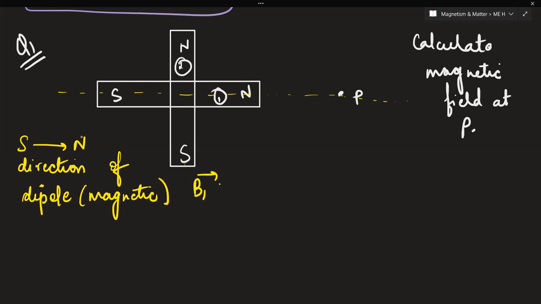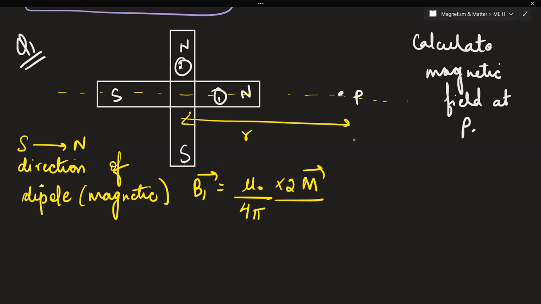So B1 will be what? Mu naught by 4 pi, this is the constant, 2 m divided by r cube. This separation, take this as r. This is r cube. Fine. Now, the direction of axial field is exactly the same as that of magnetic moment. So magnetic moment is in this direction, south to north. So magnetic field will also be south to north. So this will be I cap. B2, regarding the second magnetic field.